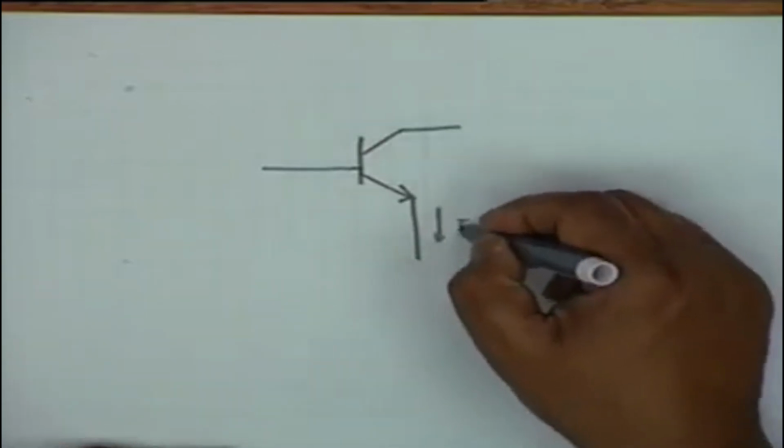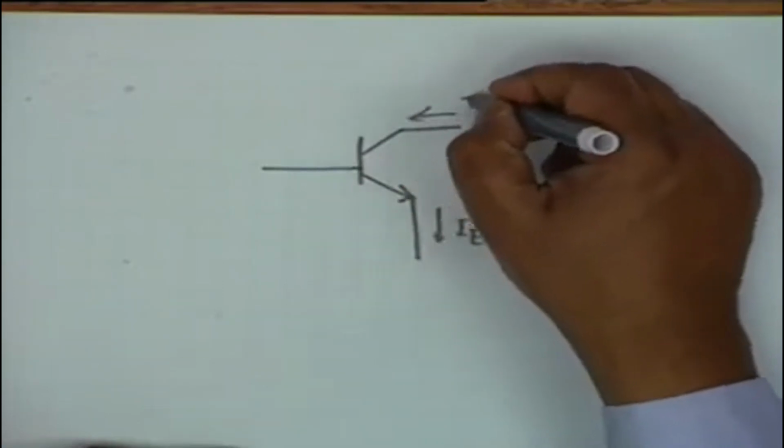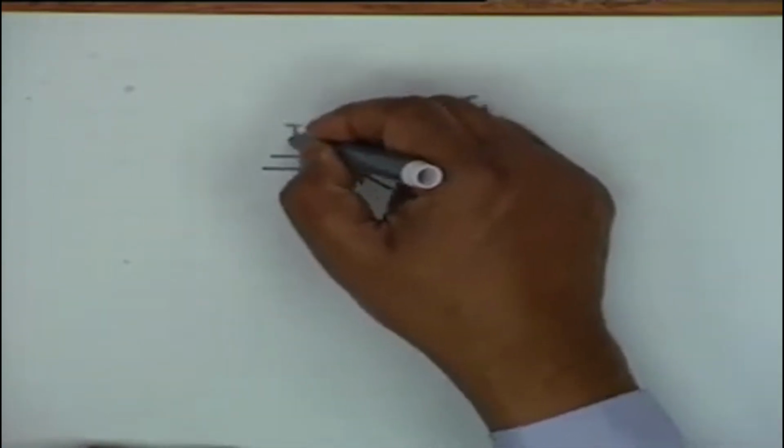Obviously, we are considering an NPN transistor, and the currents are I sub E, I sub C and I sub B.